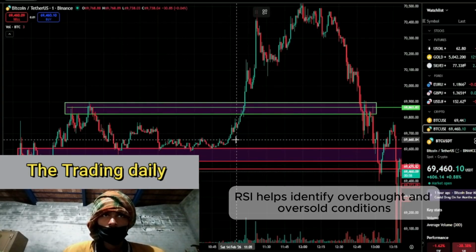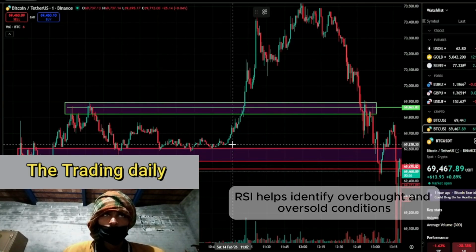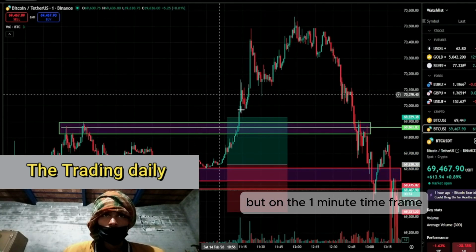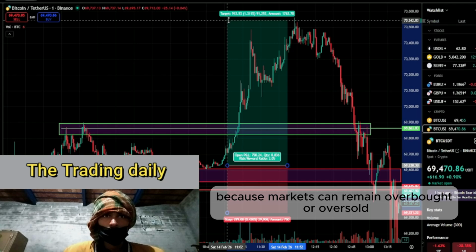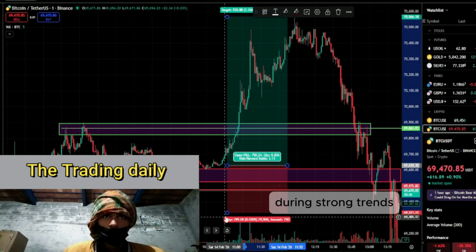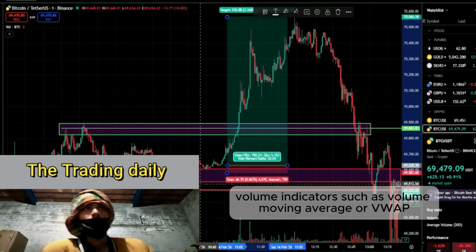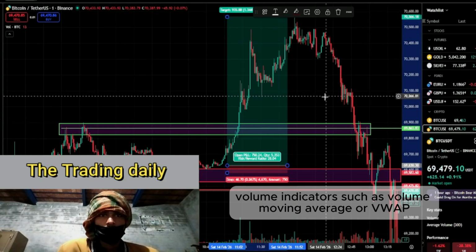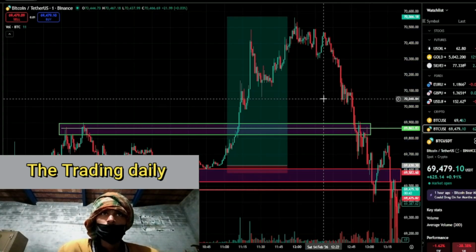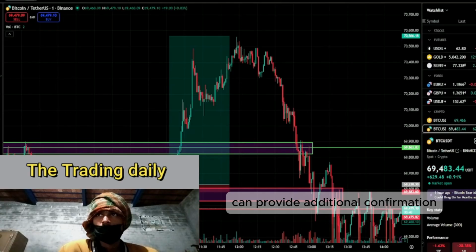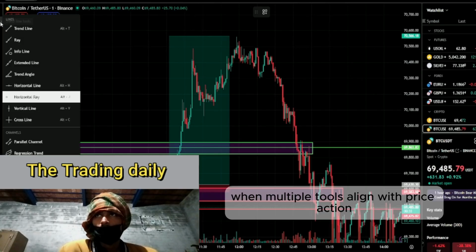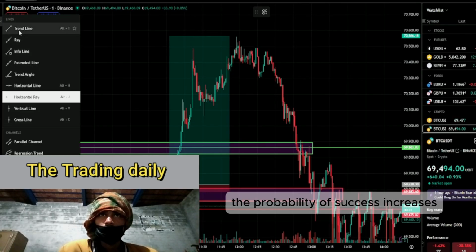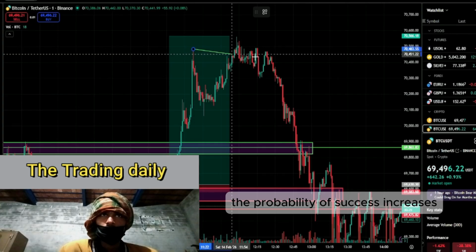RSI helps identify overbought and oversold conditions, but on the 1-minute time frame, it should be used carefully because markets can remain overbought or oversold during strong trends. Volume indicators such as volume moving average or VWAP can provide additional confirmation regarding institutional interest. The key principle is confluence. When multiple tools align with price action, the probability of success increases.